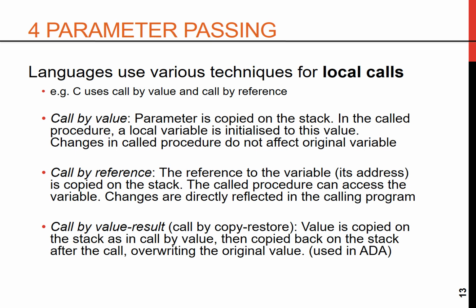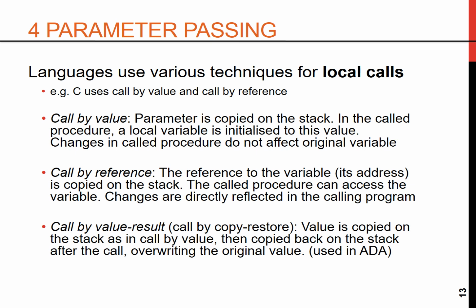In call by value, parameters are copied onto the stack. The stack is a memory section for managing program data. So any changes made to a local variable in the called procedure do not affect the original variable. By contrast, in call by reference, the memory address or reference of the variable is passed instead. This allows the called procedure to directly modify the variable with changes reflected in the calling program immediately.